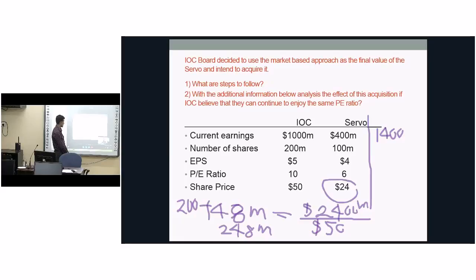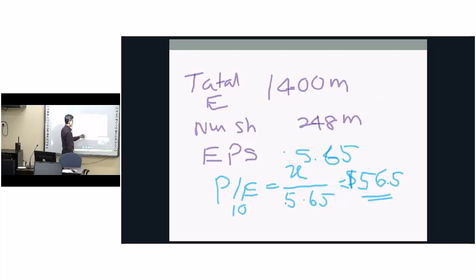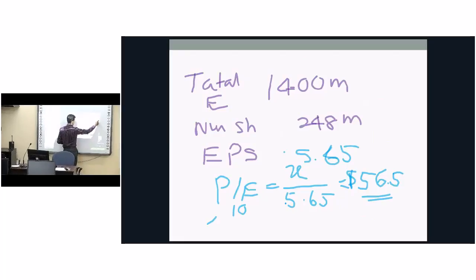If they are going to get 48 million shares, what is the new value for them? The old shareholders are going to get 48 million shares of the merged firm. So what is the total value of Servo? At the moment they had 2,400 million, but with the new acquisition, we have calculated the expected share price. So from the Servo shareholders' point of view, they are going to get 48 million shares, and the price of their shares is going to be 56.5. What would be the value? 48 into 56.5.